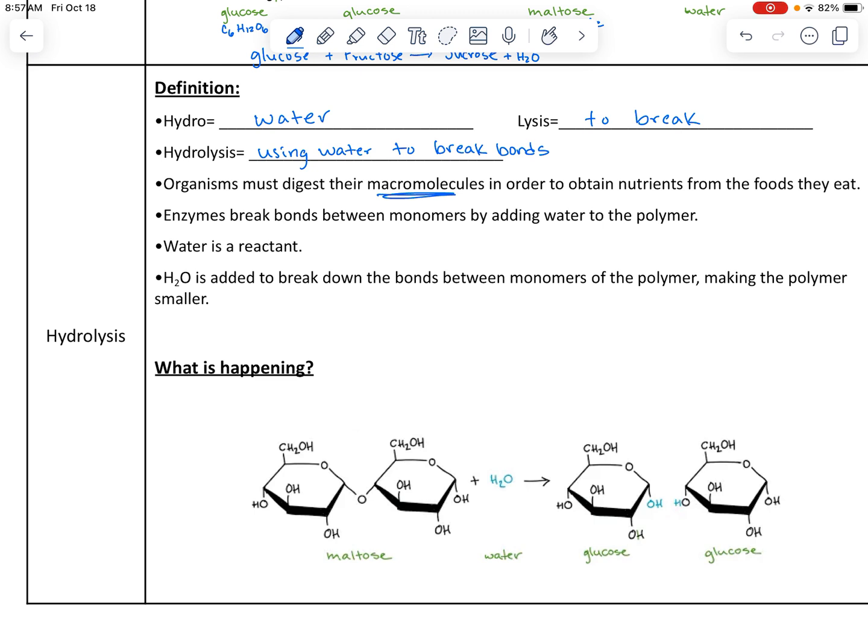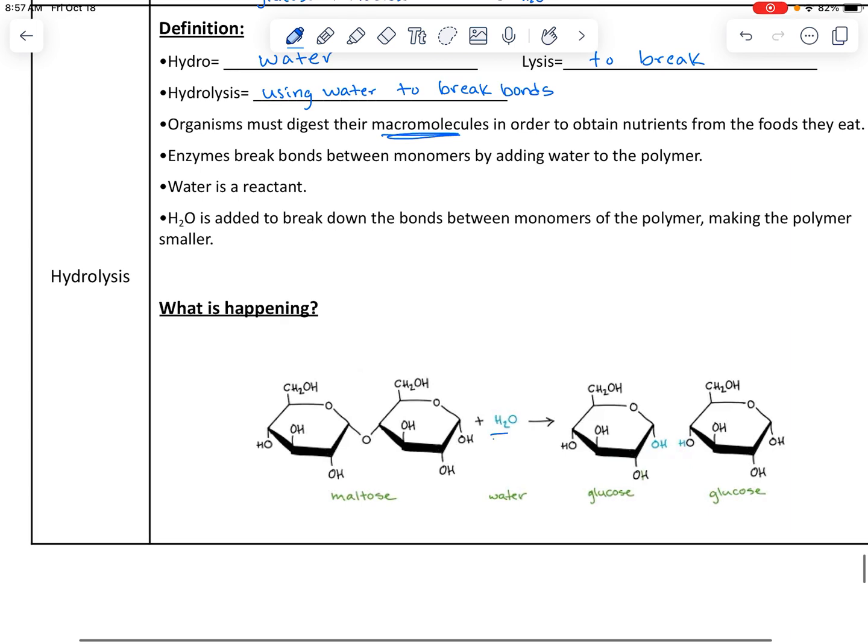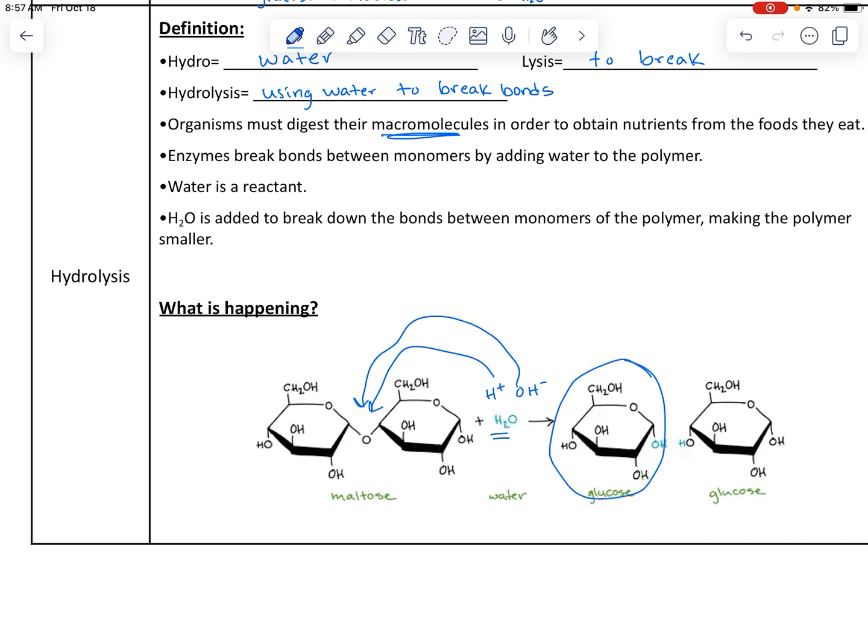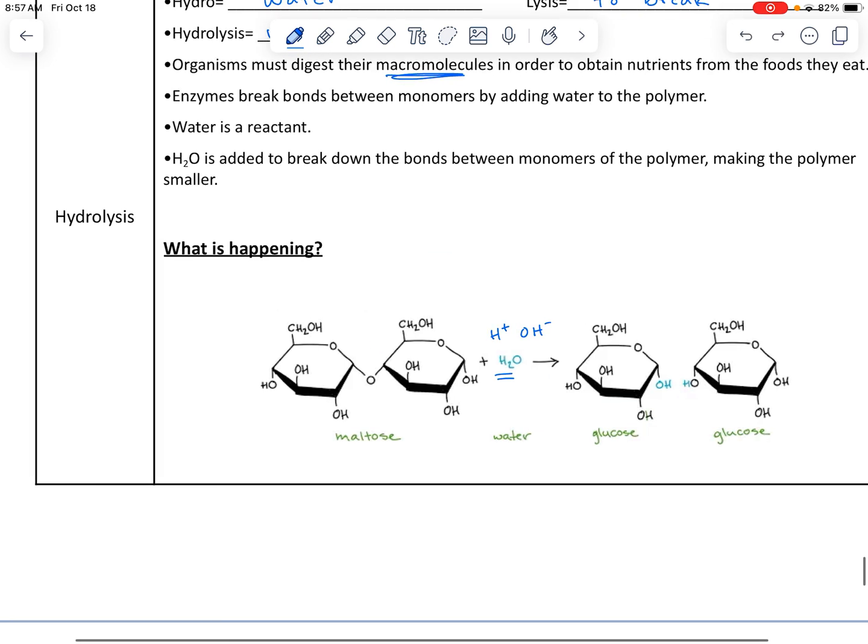But we can't just break them. I can't just be like, I'm going to rip you apart and take you apart. I have to put back what was taken out to make that bond. Remember, water was used to make that bond. So I have to put that back in. I have to take the water, change it back into H plus and OH minus, and reinsert those back into these molecules. Otherwise, they wouldn't be glucose again. So that is called hydrolysis. It's the use of water to break a bond.